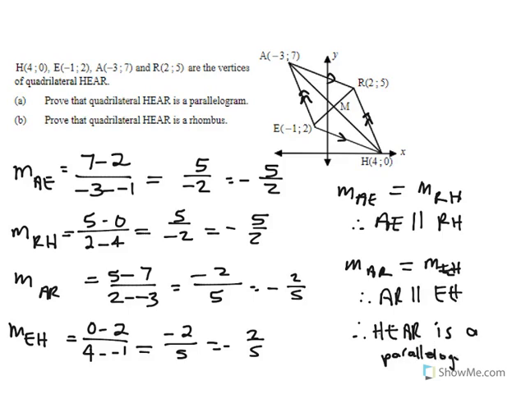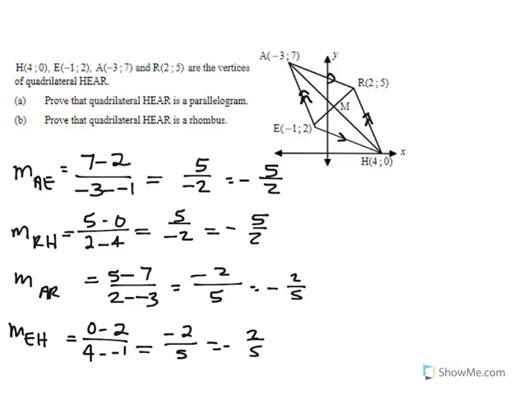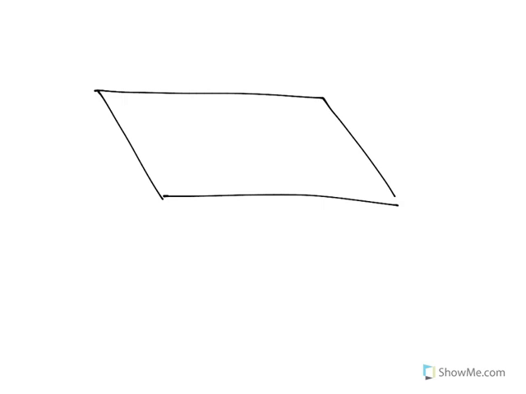Alright, so that was quite a calculation heavy way to go about proving that HEAR is a parallelogram. A shorter way that we could have gone about that is, so let's just take a bit of a detour. Right, so one of the things that we know about a parallelogram is that its diagonals bisect each other. But is that enough? So is that property enough to prove that a shape is a parallelogram? So if I were just to show that the diagonals bisect each other, would that be enough to say that that shape is definitely a parallelogram?